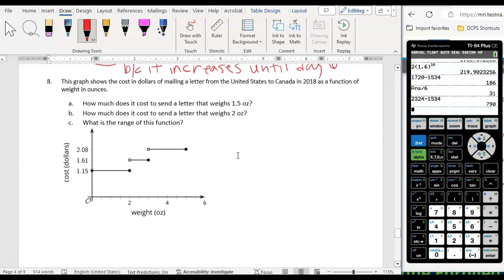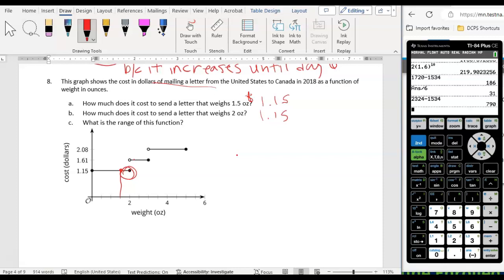All right, number 8 is practicing piecewise function reading. So this graph shows the cost in dollars of mailing a letter. So this is the weight, this is the cost of that letter. So how much does it cost to send a letter that weighs 1.5 ounces? That would be about here. So that's $1.15. 2 ounces would be here. That is still $1.15 because this circle is filled in. If we were to be talking about 2.1, then we're going to be up here at that next amount.